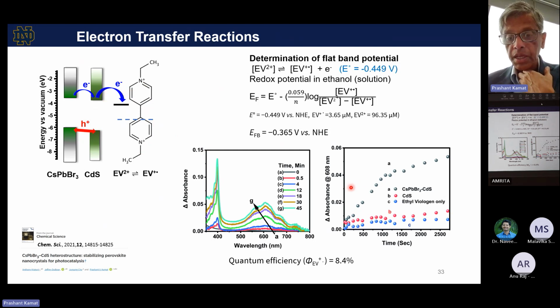So this is how we can probe this electron transfer process. You can see the absorbance, which is proportional to the concentration of the electron transfer product, increases with time of irradiation. We can also use the information on how much reduction product, that is the viologen radical, is formed, and so you can calculate what we call the flat band potential or Fermi level of this system.